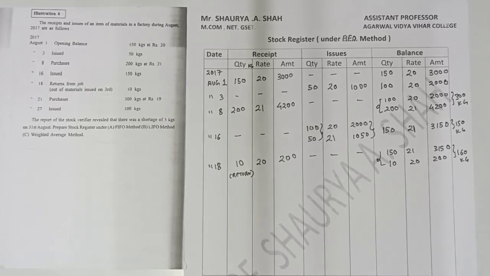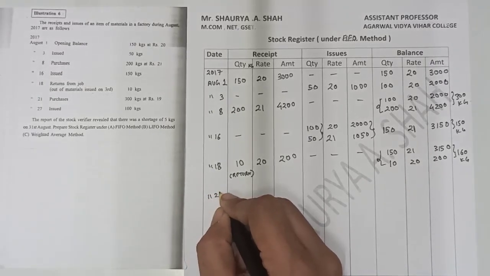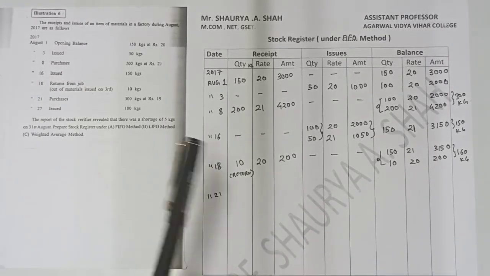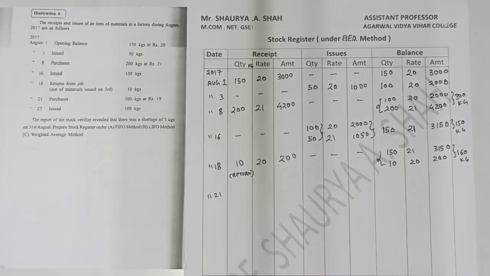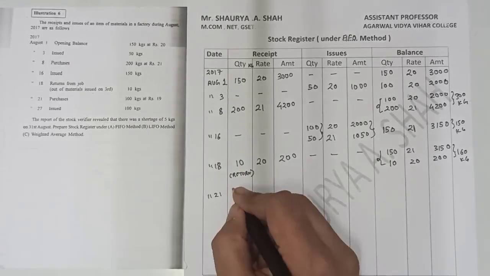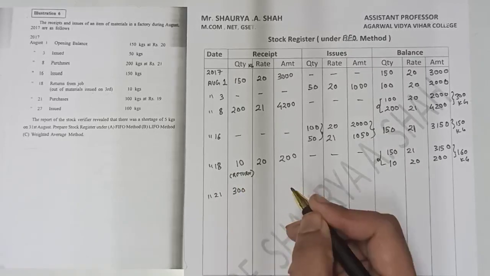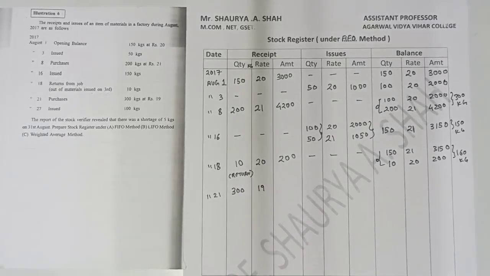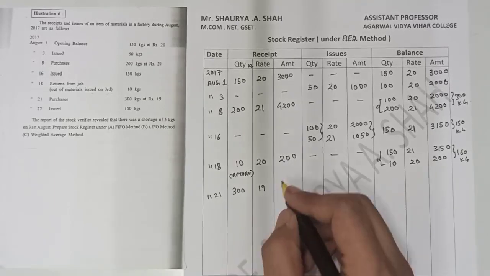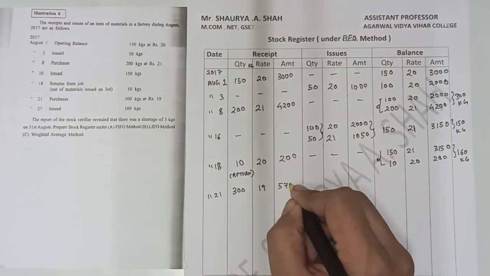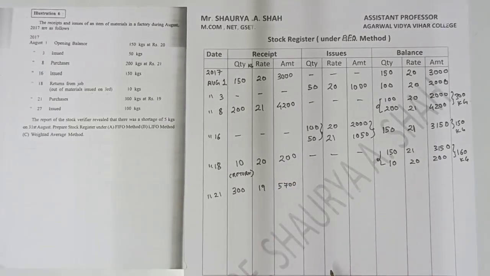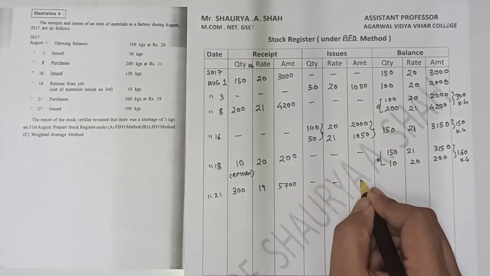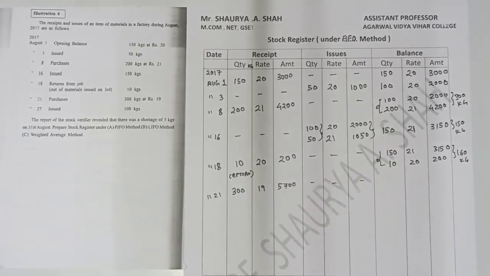On 21st of August, you have purchased 300 kgs at 19 rupees, right? So in the receipt you will write down 300, rate is 19, right? So 300 into 19, if I multiply, my answer comes to 5700. In issues it will be dash dash dash because there is nothing, right?